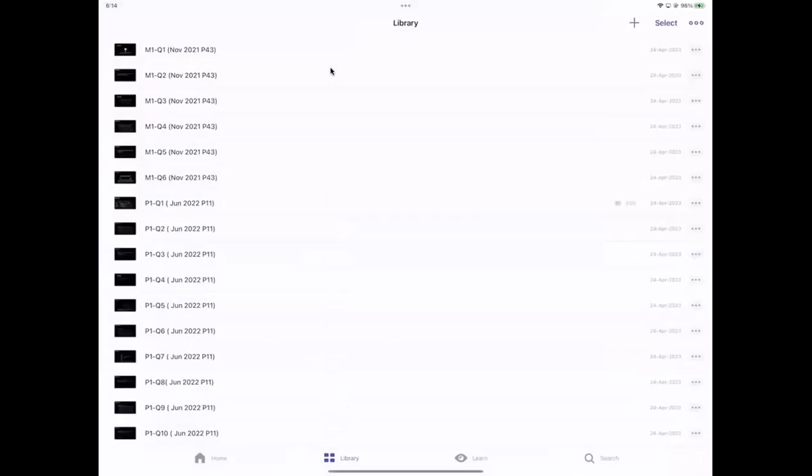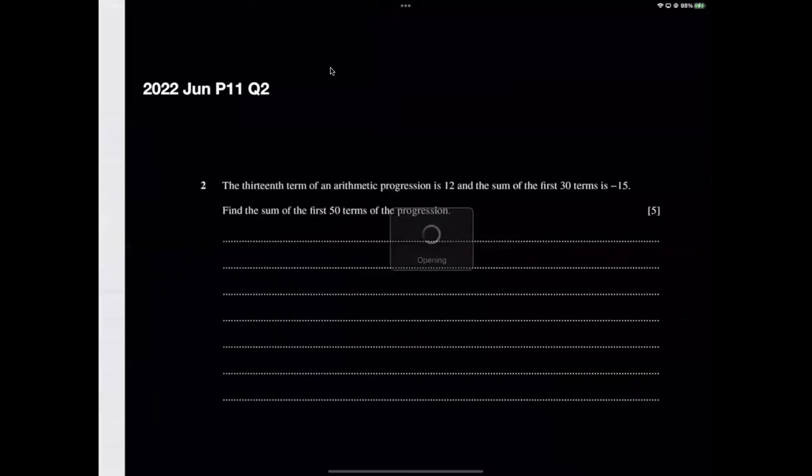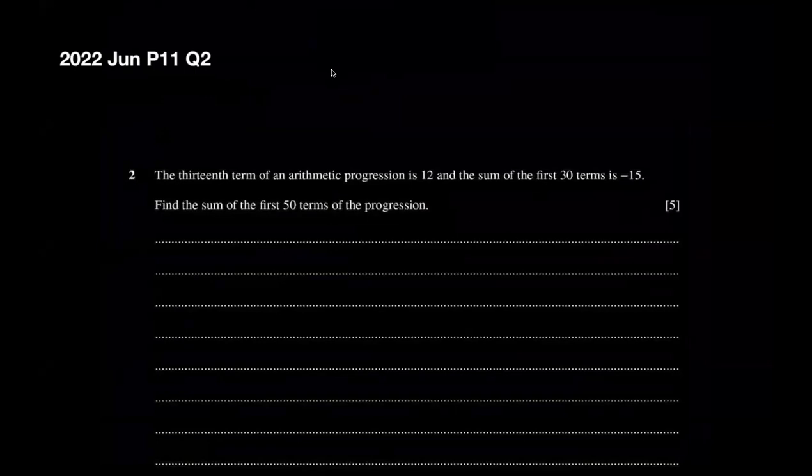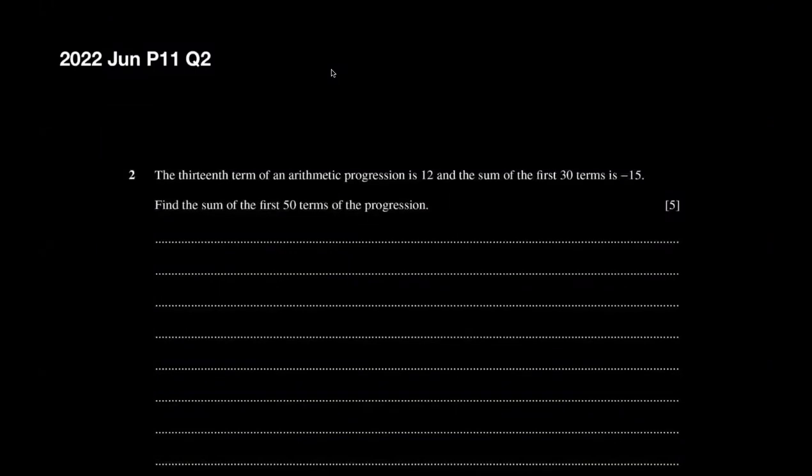So now let's move to the next question. This is the next question. Let's get started with this. June 2022, first variant, question number 2.